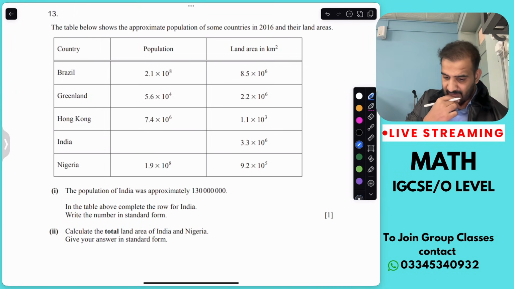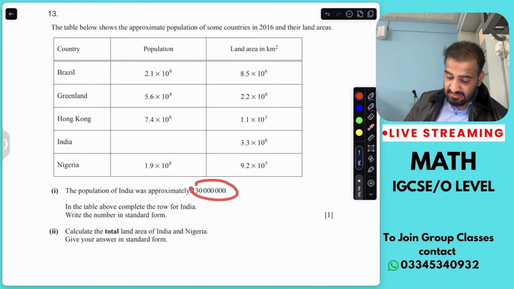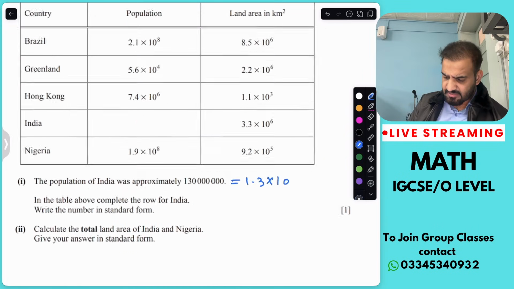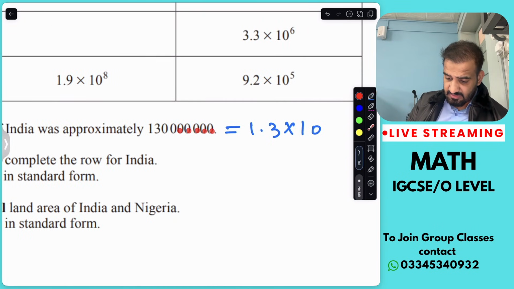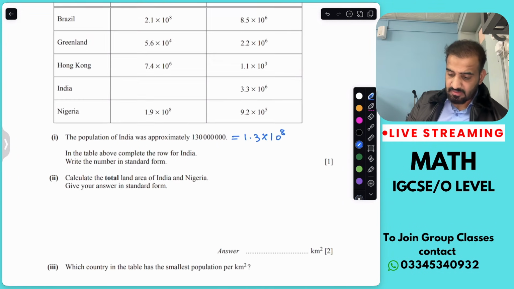Question 13. The table below shows the approximate population of some countries in 2016 and their land areas. Brazil, Greenland, Hong Kong, India, and Nigeria, their populations are given along with the land area in square kilometers. The population of India was approximately this. In the table, India's population is missing. In the table above, complete the row for India, write the number in standard form. So guys, first of all, you will write this 13, so many zeros with 1.3 cross 10 raised to power. Let's count the digits. 1, 2, 3, 4, 5, 6, 7, 8. So 1.3 cross 10 raised to power 8 is the standard form.